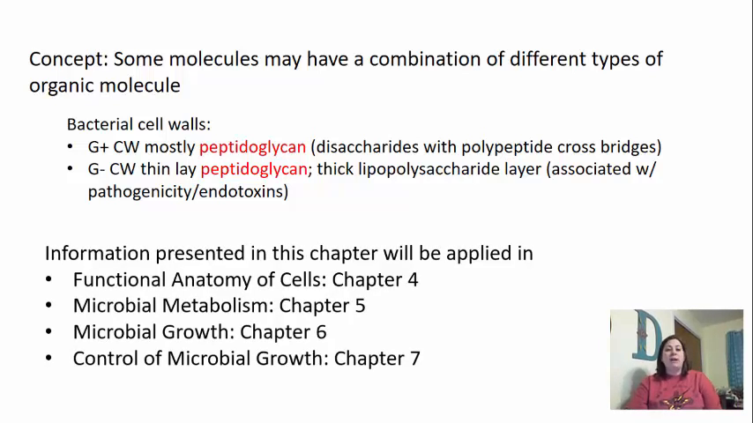Now, information presented in this chapter can be applied in a number of areas as we go through this semester. The functional anatomy of cells is going to be talked about in chapter 4. Microbial metabolism, where we're going to be looking at how the cells break things down and build things up and also use ATP, is going to be in chapter 5. Microbial growth is in chapter 6. And then the control of this growth will be discussed in chapter 7.